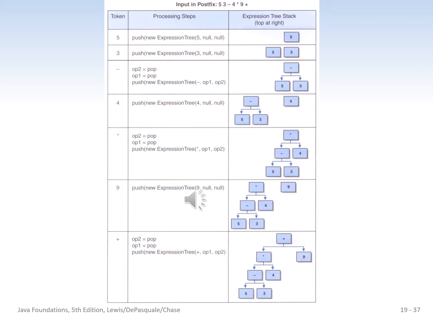Then we will get another operator, and then the expression tree will look like this. So you've got a root, which is the asterisk, with children minus and 4, and then the children of the minus as a root are 5 and 3. And then we will push a new expression tree 9, null, null.